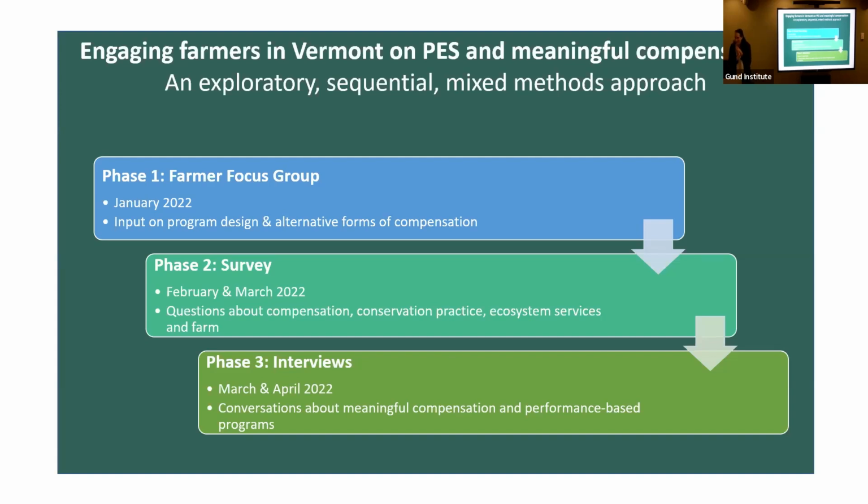So we have done this kind of 3-phase mixed methods approach to talking with farmers about compensation and getting some input from them. At first we did a focus group with farmers in January, just to get their idea of how they're talking about it, what words they're using, what ideas they had. And then we did a survey. So we have a small qualitative exploratory piece of the research, then we have quantitative data. And then we did 35 interviews where we got some more rich content around this.